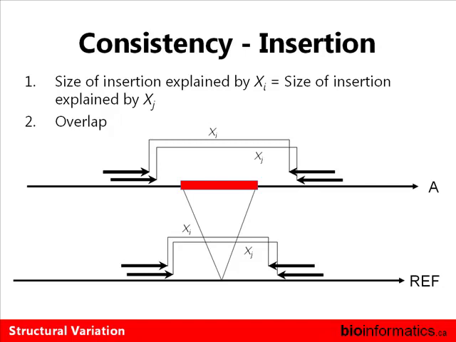So what you really want is to have multiple mate pairs which support some event. And this is explained by a concept called consistency of mate pairs. Two mate pairs explain the same event. We call them consistent in that case if the size of the event explained is the same, so the size of insertion for mate pair X is the same as for XJ, and they overlap. There is actually some sequence in the middle where there's space to do an insertion.